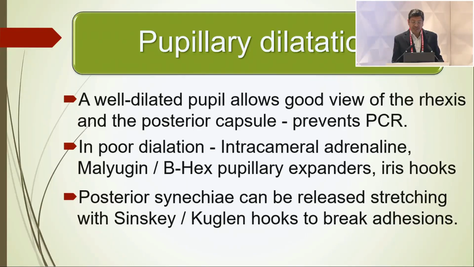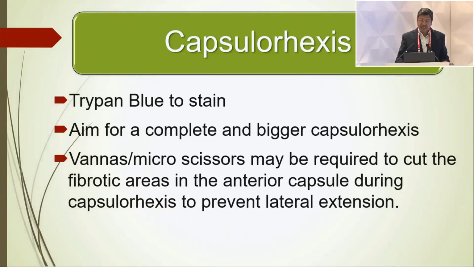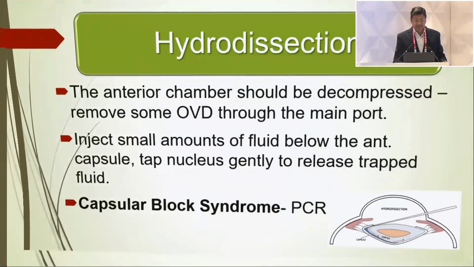Pupil dilatation should be done either with some pupillary expanding devices or iris hooks. If there is synechia, it has to be released. A complete rhexis is essential. Aim to have a bigger rhexis. Keep a micro scissor ready in case you are dealing with a hypermature cataract with an anterocapsular plaque.